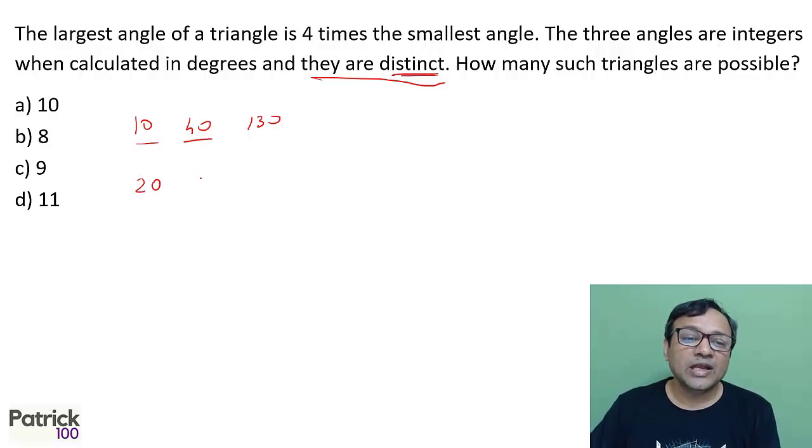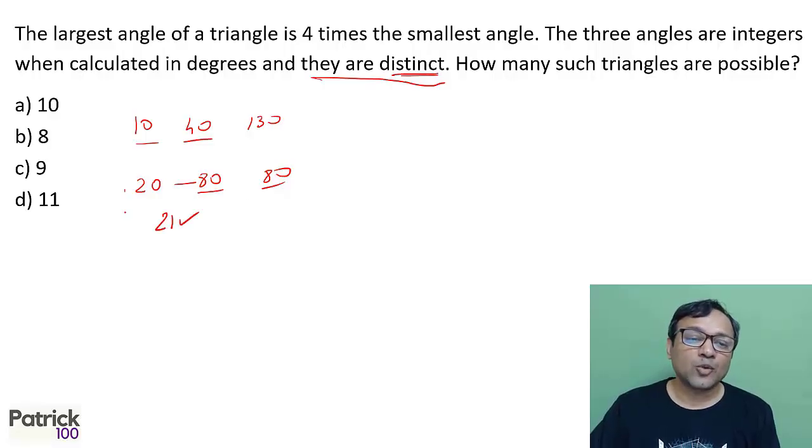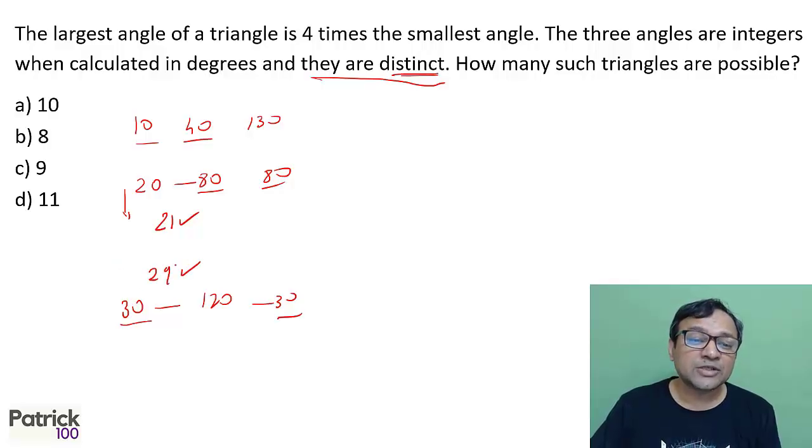So if I look at 20, 80, okay, 80. In this case, it is just equal, but we want distinct. Since we want distinct, 20, 80, 80 is just a borderline case. So I know 21 will satisfy. About 20, 21 will satisfy. Now coming to 30, 30, 120, 30. Here again they are equal. We want distinct. So 30 should not satisfy. So 29 is the maximum which will satisfy.